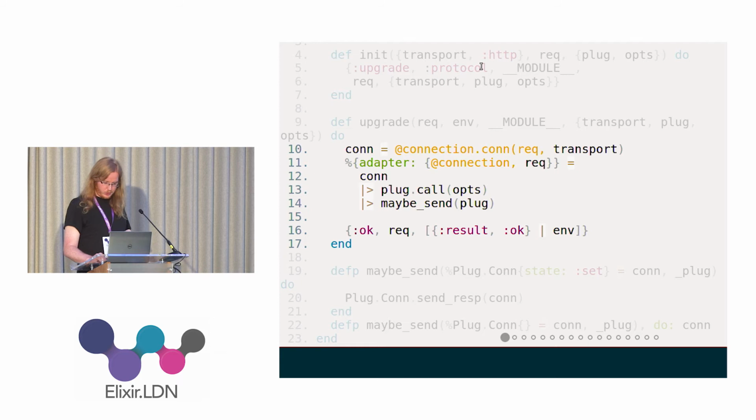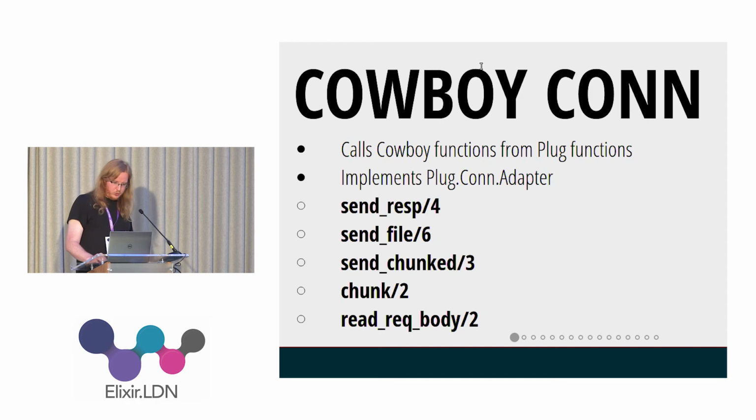So there's one more module, and then that's kind of all there is to the Plug adapter, which is the Cowboy.Conn module. And this is how functions are called in Cowboy from Plug. There's a behavior that you need to implement, which is the Plug.Conn.Adapter behavior. It has five callback functions. It used to have six.